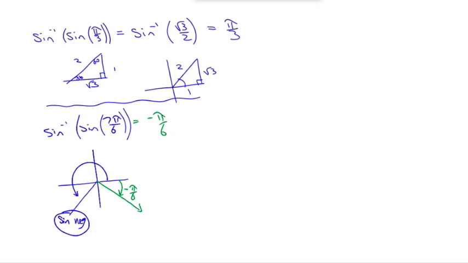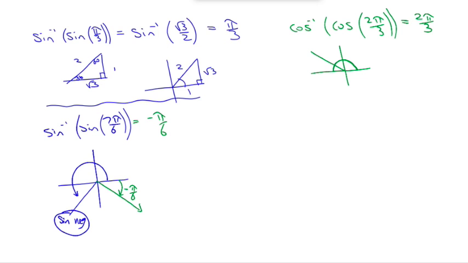So how about cosine inverse of cosine of 2 pi over 3? That'll be 2 pi over 3. You sure? Cosine works in first and second. So where's 2 pi over 3? Second quadrant. And cosine inverse works in first and second. So what happens with cosine inverse and cosine? They go poof. So this becomes 2 pi over 3.